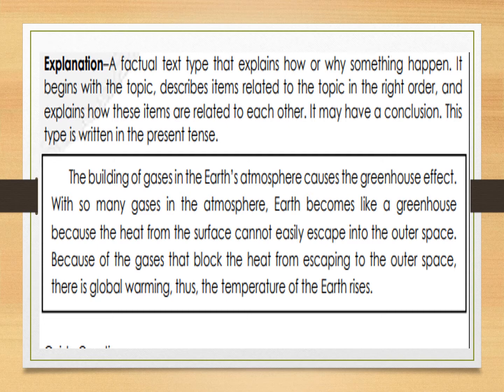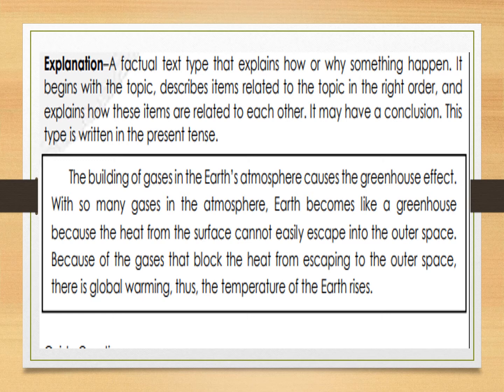Explanation: a factual text type that explains how or why something happened. It begins with the topic, describes items related to the topic in the right order, and explains how these items are related to each other. It may have a conclusion. This type is written in the present tense.